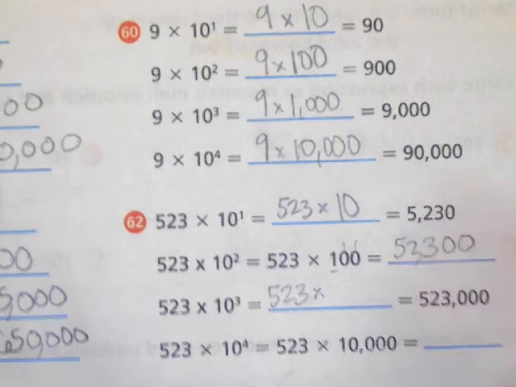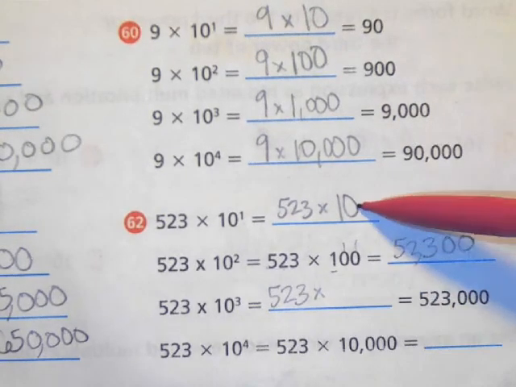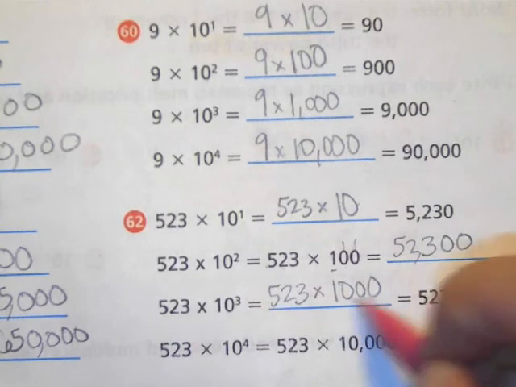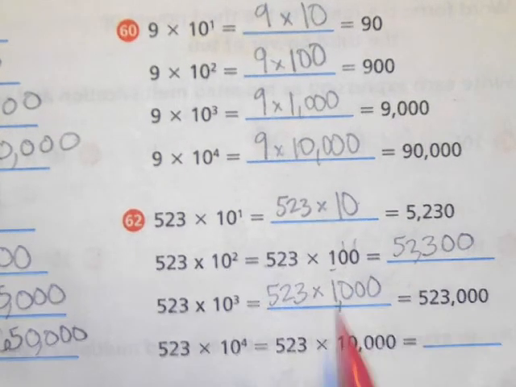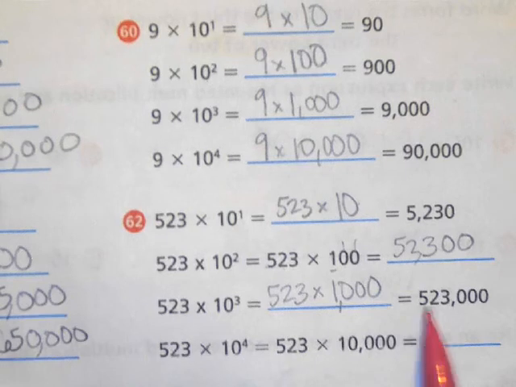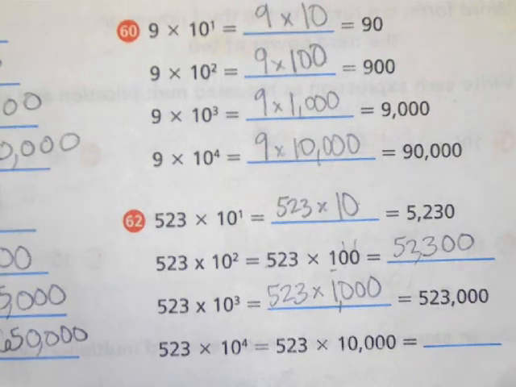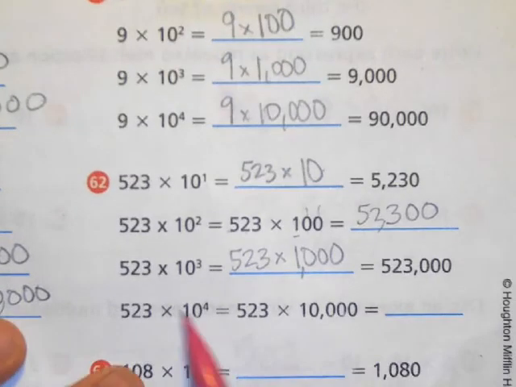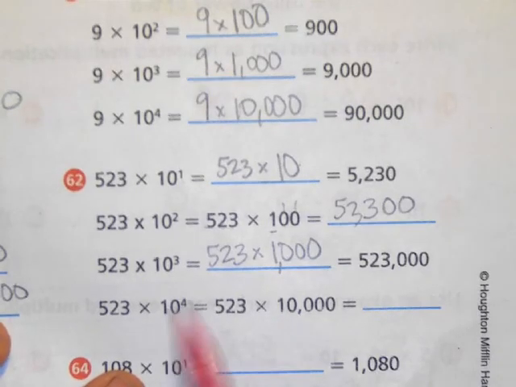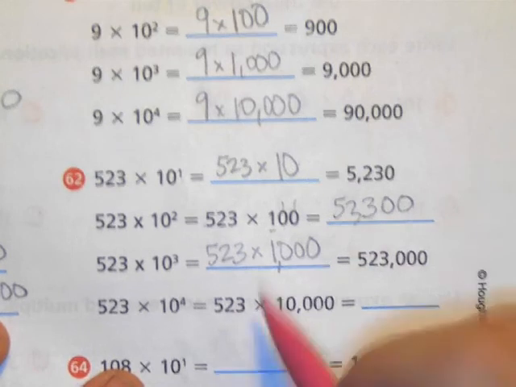523. And it has 2 zeros. And I need to put the comma where it belongs. They left off the middle. 523 times 10 to the third means 523 times, look at the pattern. This was 10, then 100. So 10 to the third means 1,000. Let's just check. Is it 523 with 3 zeros? 523, 3 zeros. Nice. Now solve.